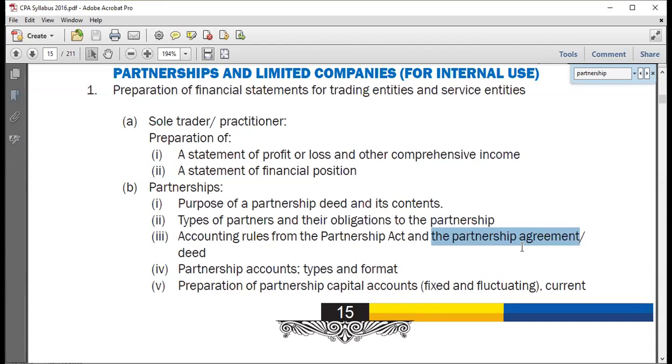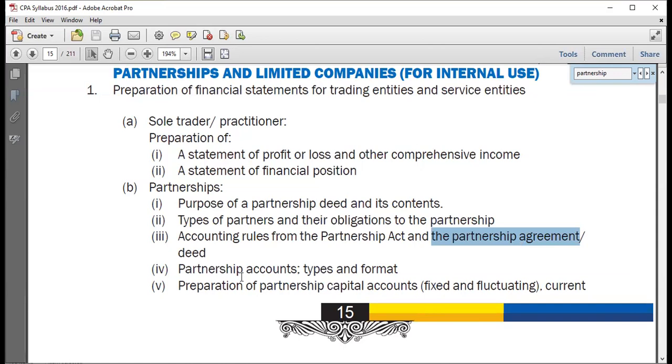What does it say? You can find this online. You can look for it. I think you can find some PDFs online. Just search Partnership Act. So you'll be able to go through and see what it says about accounting.